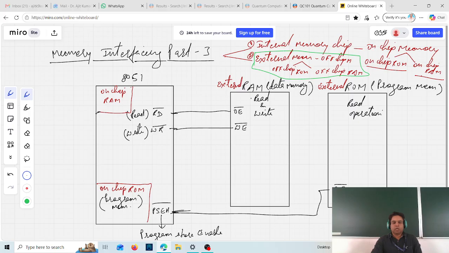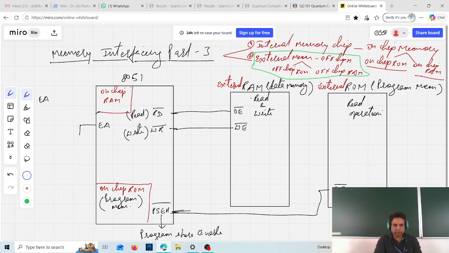Now, one more pin decides whether the microcontroller is using on-chip memory or off-chip memory to access the data, which I had already explained. That is called EA, external access enable. This is used to decide. Let me write this in very short.